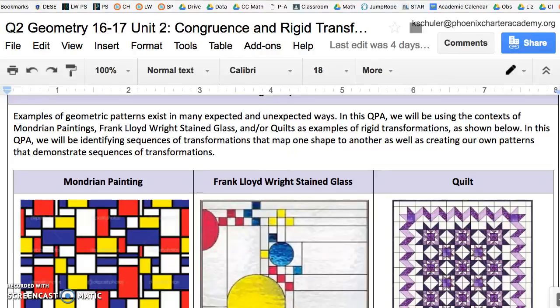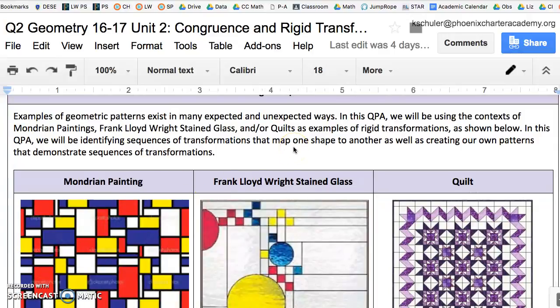Hi everybody, welcome to day one of your Geometry Quarter 2 Unit 2 QPA. What we're going to be working on for the next 4 days is a QPA on congruence and rigid transformations.